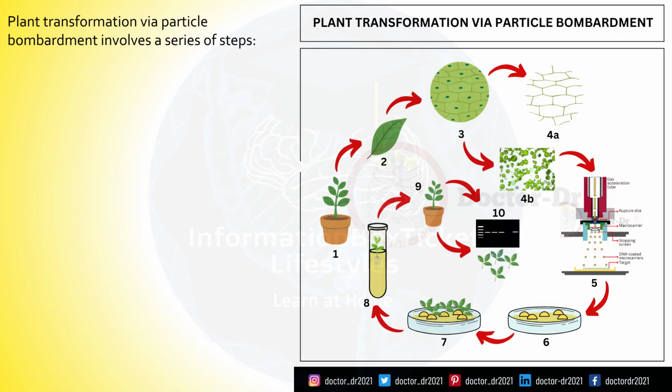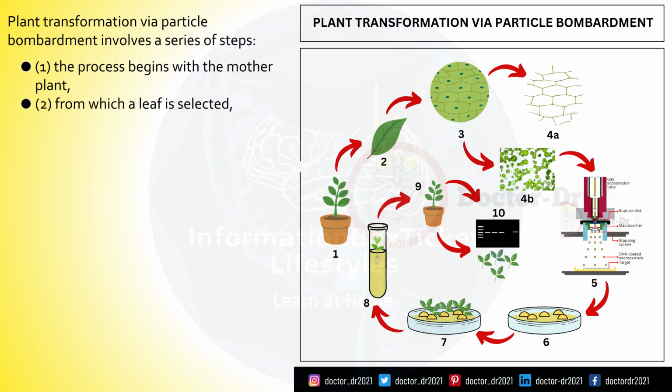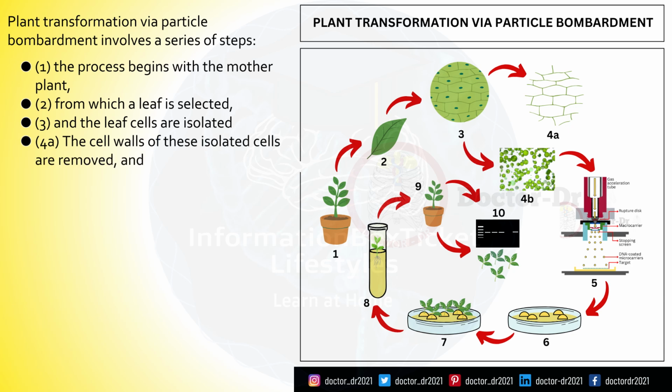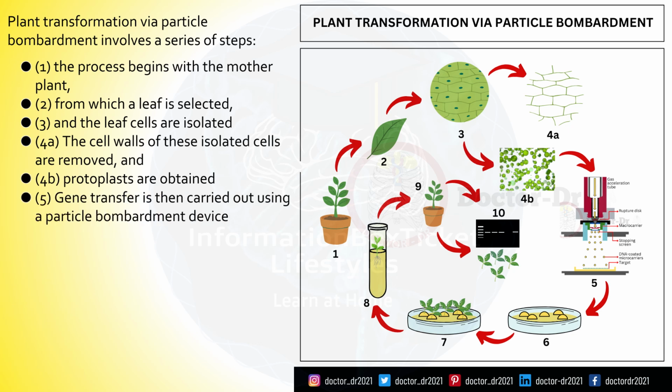Plant transformation via particle bombardment involves a series of steps. 1. The process begins with the mother plant. 2. From which a leaf is selected. 3. And the leaf cells are isolated. 4a. The cell walls of these isolated cells are removed, and 4b. protoplasts are obtained. 5. Gene transfer is then carried out using a particle bombardment device.